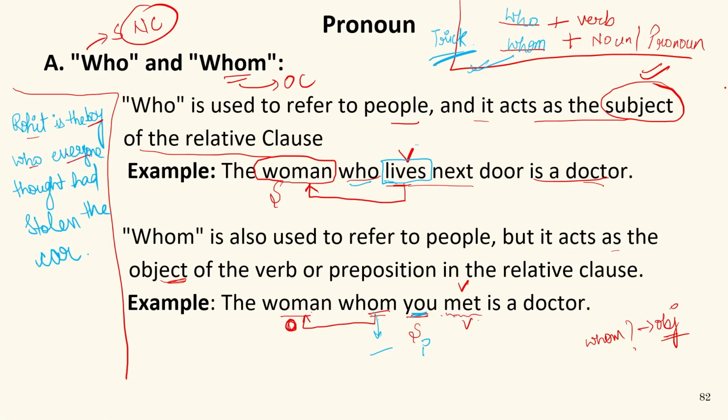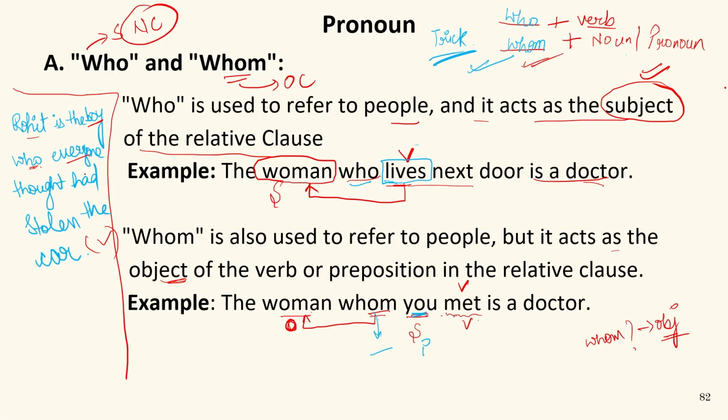who everyone thought. Now, if we go with this trick, if a blank or a relative pronoun is followed by a verb, it should be who. Or if it is followed by a noun or pronoun, it should be whom. But in this case, the sentence is absolutely correct, however. Now here the word given is everyone, which is a pronoun. But the word which precedes it is who, not whom.